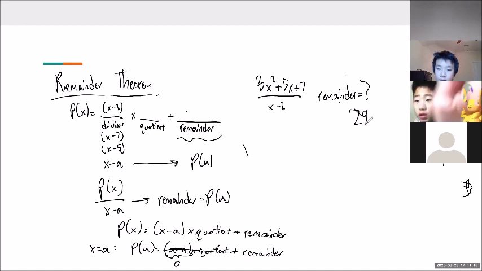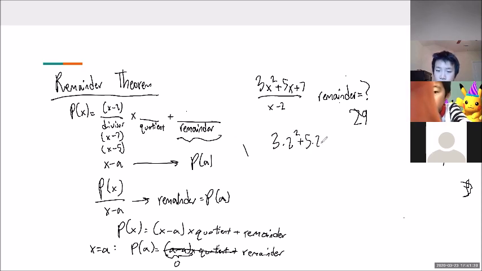You might wonder why. Well, if you just plug in 2 into this polynomial, then it'll be 3 times 2 squared plus 5 times 2 plus 7, which is 29. It's this simple. We just have to plug in 2 to get the remainder, instead of always dividing it out, figuring out the quotient, and then from there figuring out the remainder using long division.